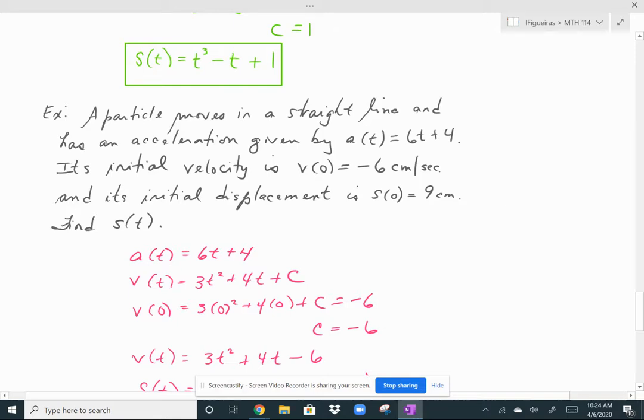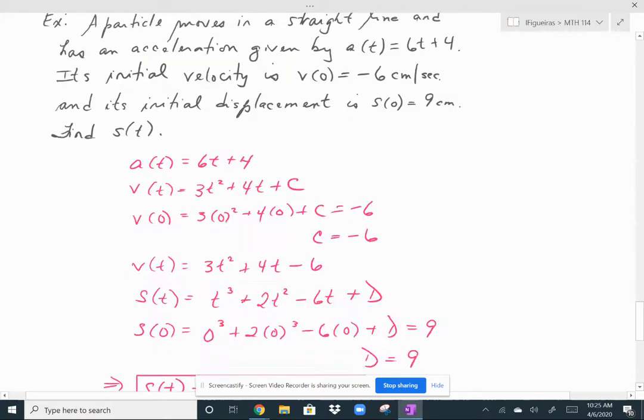All right, so here's our acceleration function. Take the antiderivative, you get 3t squared plus 4t plus c. Substitute in your initial value, v of 0 equal to negative 6, so you substitute 0 in for t, set it equal to negative 6, you get that c is negative 6, so your velocity function is what you see here below, that v of t equals 3t squared plus 4t minus 6.